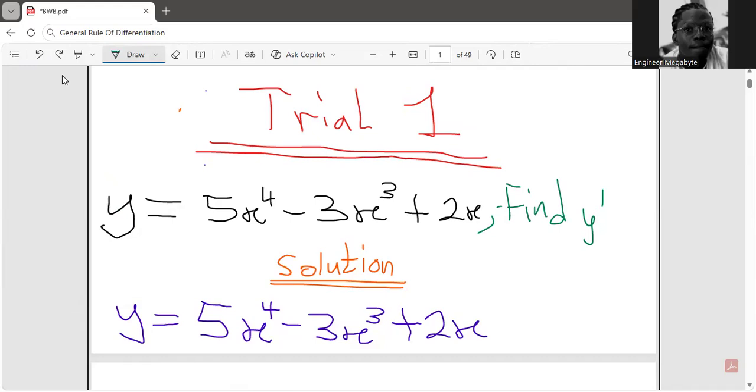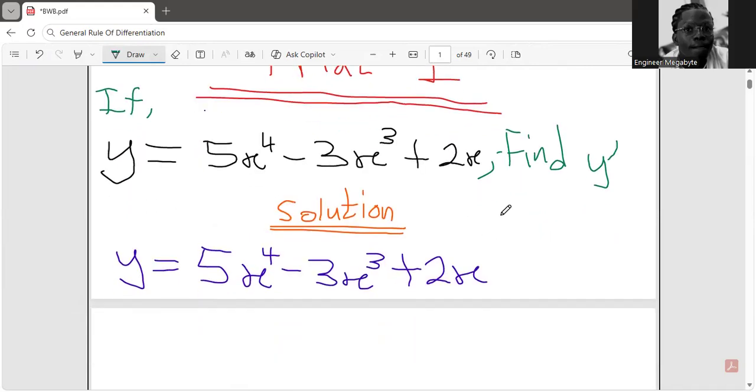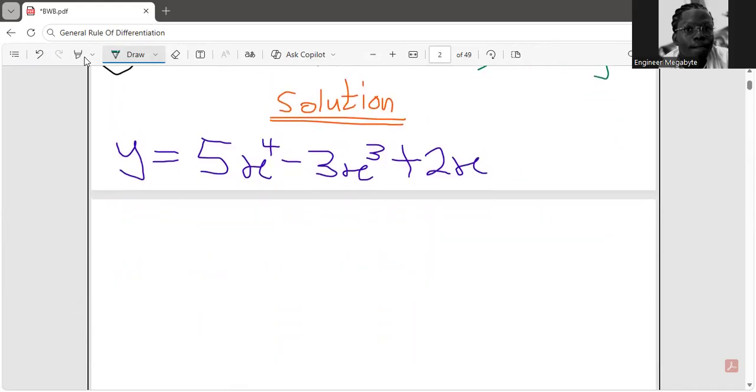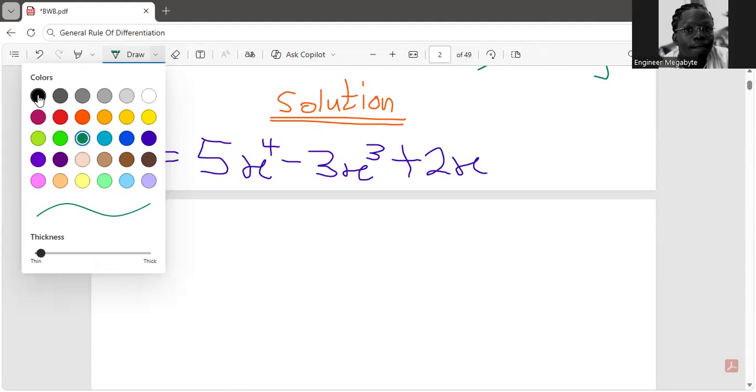Okay. If the question says you should calculate y prime, then this is how you go about it. We are saying that if y is equal to 5x exponent 4 minus 3x cubed plus 2x, find y prime. Or someone can also say find dy dx.